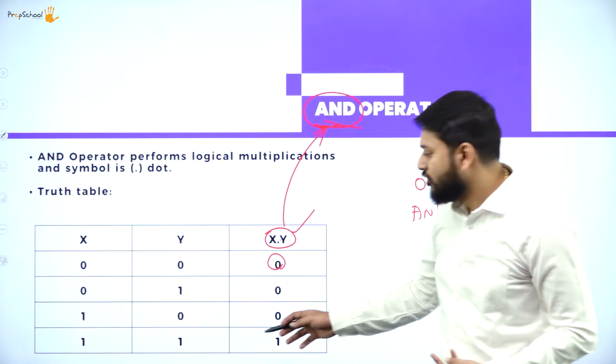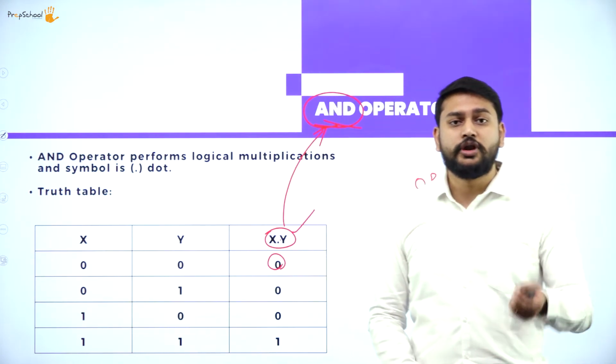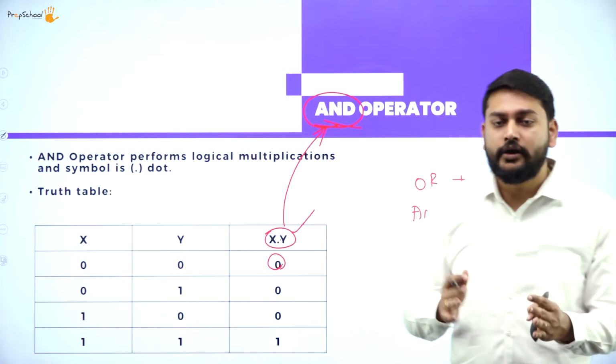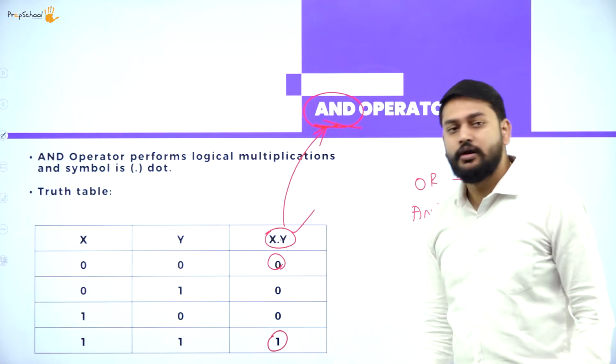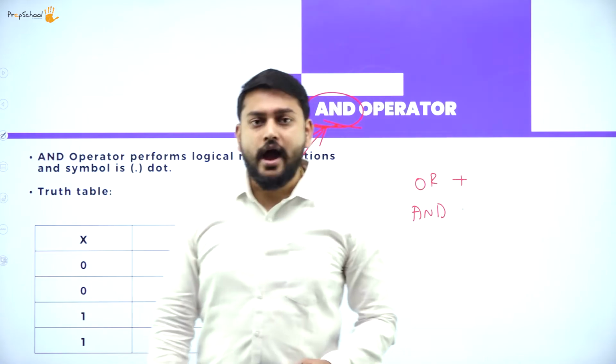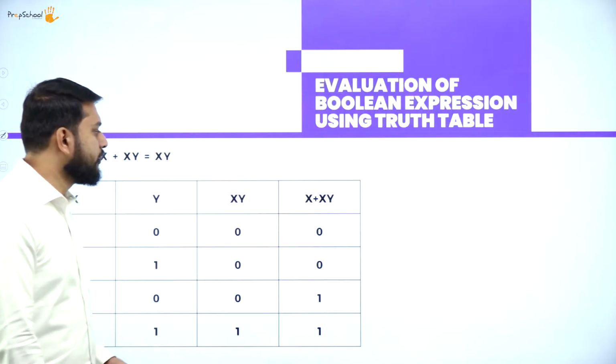So I will write 0. So only one column I have. Only one row I have. 1 into 1, so I will write 1. All right, this is the output if I perform AND gate. All right, so moving on to the next thing.